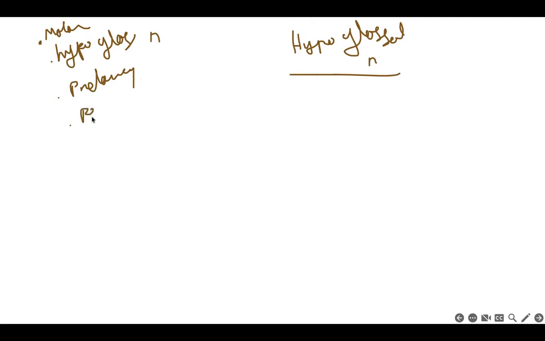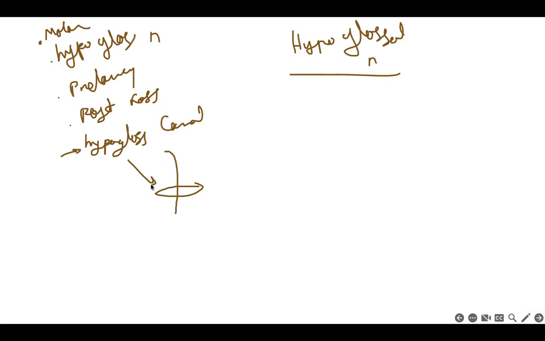And also in the posterior fossa, the last four cranial nerves are in the posterior fossa. But this one exits from the hypoglossal canal, not from the jugular, the hypoglossal canal. So this nerve arises here and descends through the hypoglossal canal, and after that it curves toward the tongue to supply it.